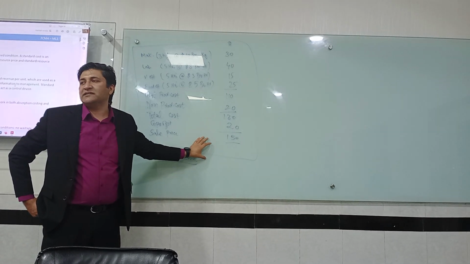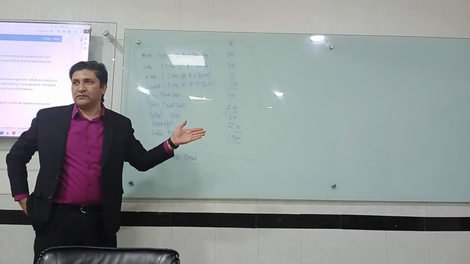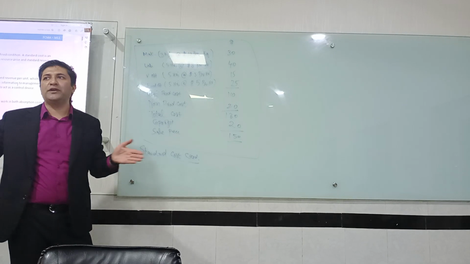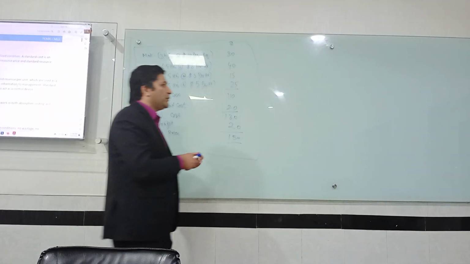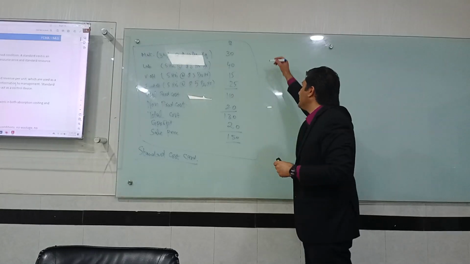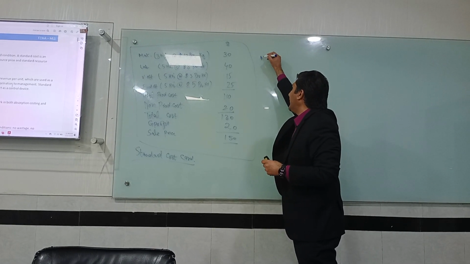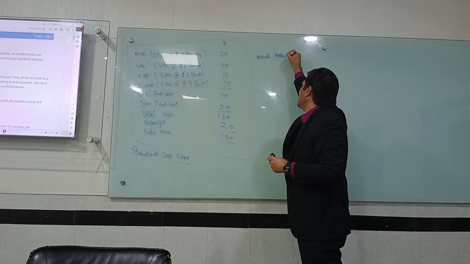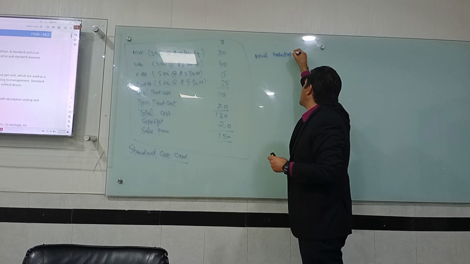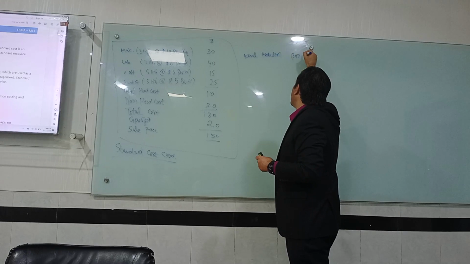We have set this for a certain product in advance. But practically, when we are going to produce this product, there might be different resources consumed. Let's say actual production was 1200 units in a period.